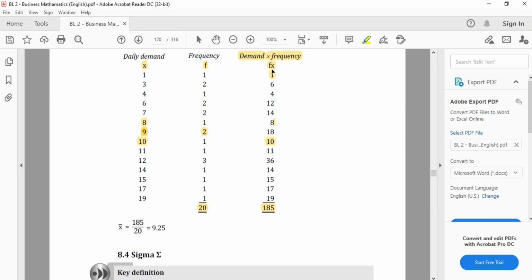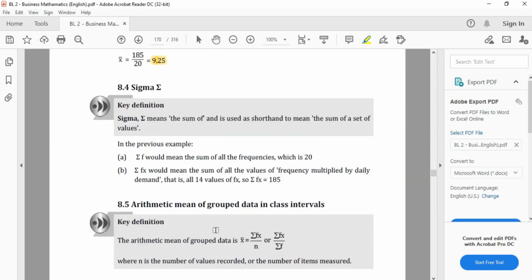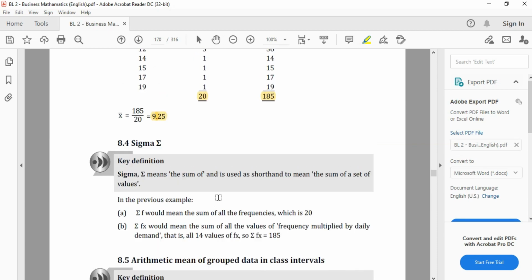So, if they give fx, so your x bar or mean will be equal to fx divided by summation of f. What is the summation of f? 20. What is the summation of fx? 185. Divide, you get your mean. Right?